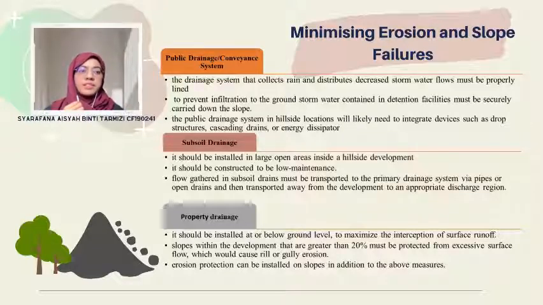The last part is property drainage. It should be installed at or below ground level to maximize the interception of surface runoff. The creation of ponding areas due to poor grading of property drainage is not permitted. Slopes within the development that are greater than 20% must be protected from excessive surface flow, which would cause erosion. Slopes should have intermediate drains. Erosion protection can be installed on slopes in addition to the above measures.